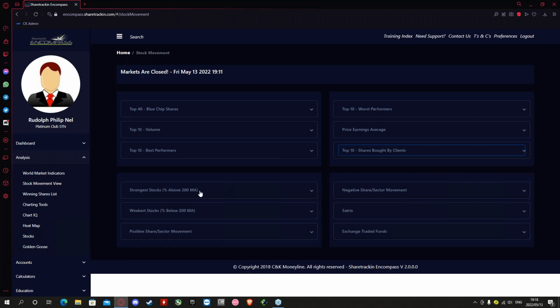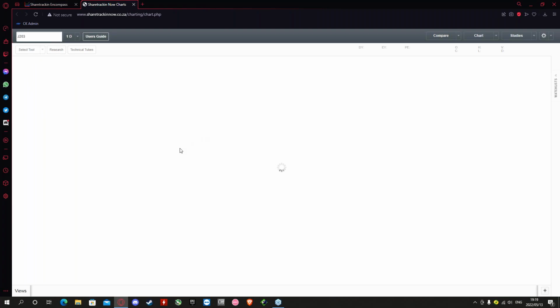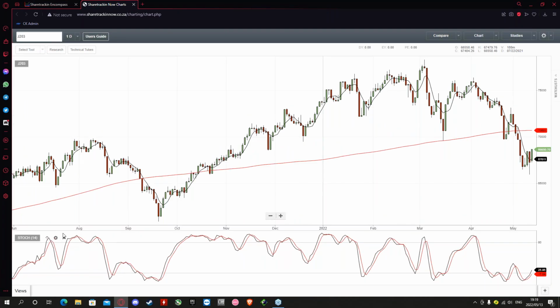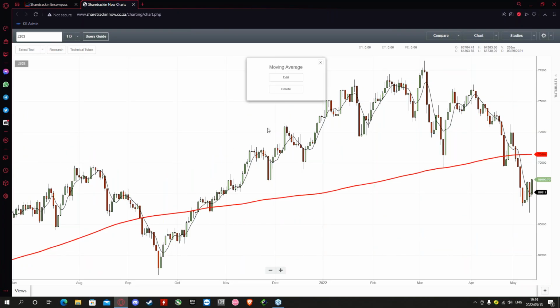Then your stronger stocks, percentage above 200-day moving average, and weaker stocks below 200-day moving average. Those are based on 200-day moving averages. So I'm quickly going to go and explain it on the Chart IQ. So I'm going to open my Chart IQ and just remove everything from here. We'll add that again later on.